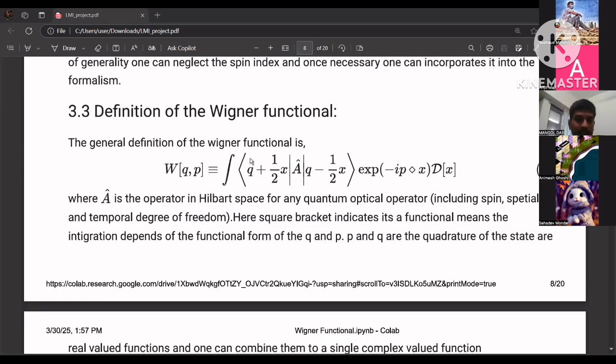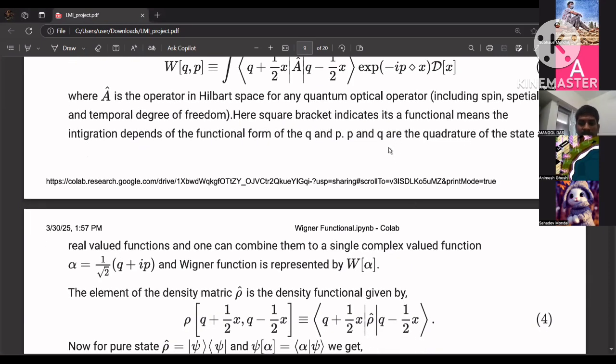The definition of the Wigner function is given by this equation. This is just a definition, for any operator in the Hilbert space. It might include the spin, time, and space also. And the square bracket indicates that it's a functional, not a function. It means the integration value depends not only on the value of Q and P, but also on the functional form of Q and P. That's why it is a functional.